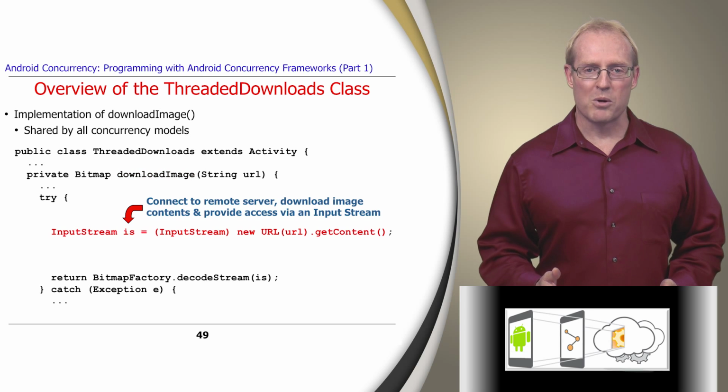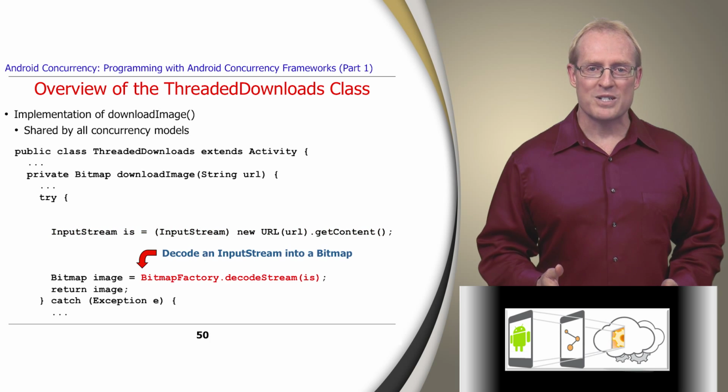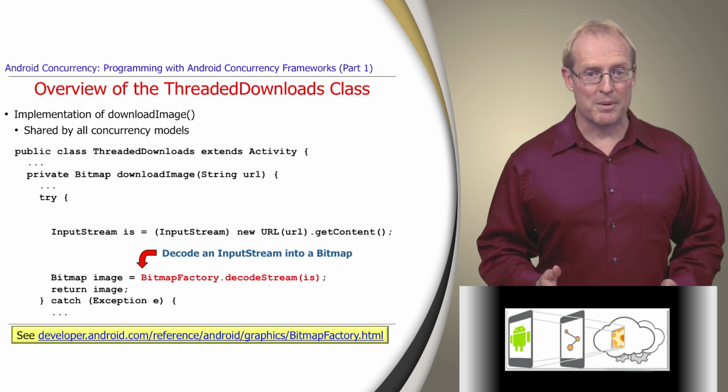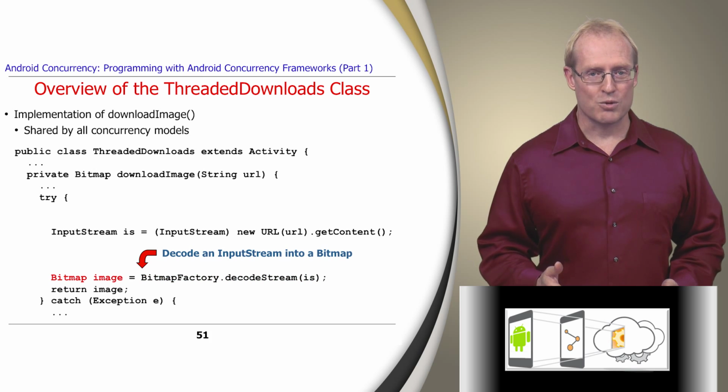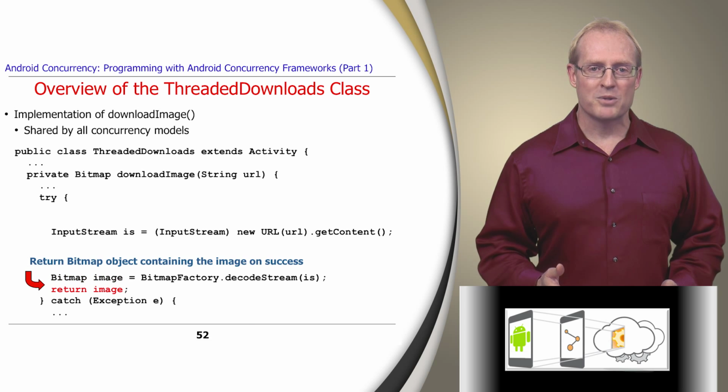Download image connects to a remote server, downloads the contents of the image, and provides access to it via an input stream using the getContent method of the URL class, described at this link. The bitmap factory's decode stream method, described at this link, then converts the image stream into a bitmap object, described at this link. Download image returns the bitmap object if decode stream succeeds.